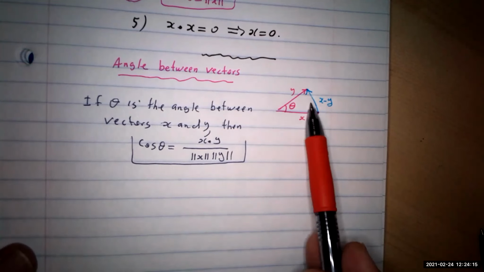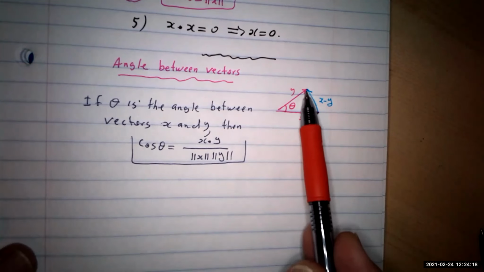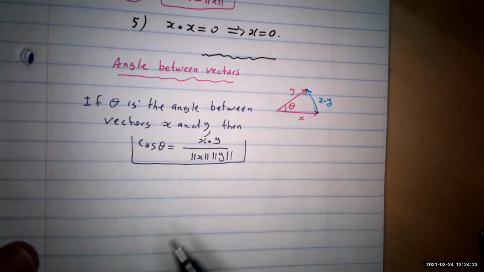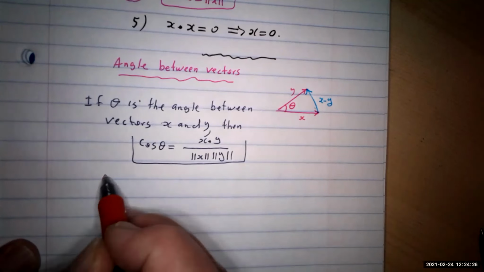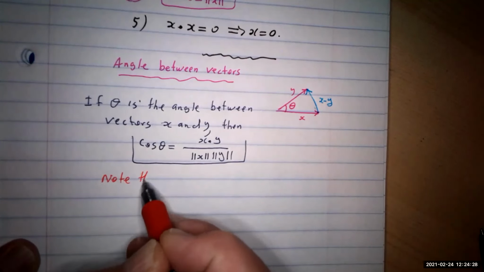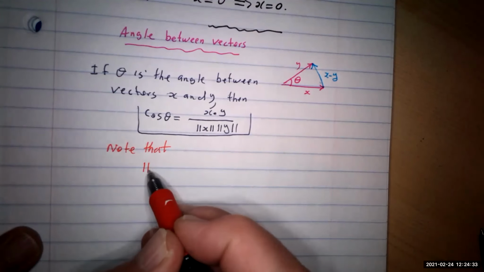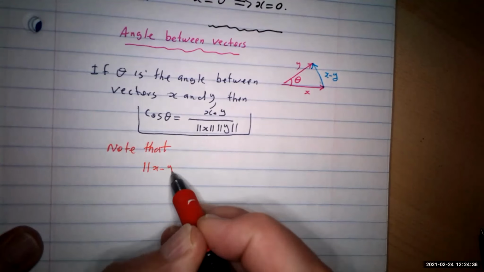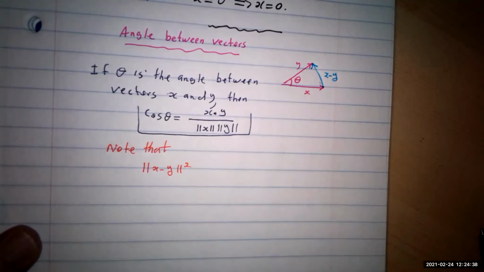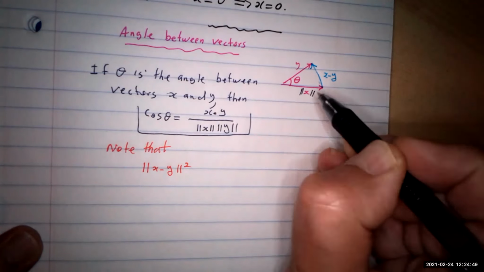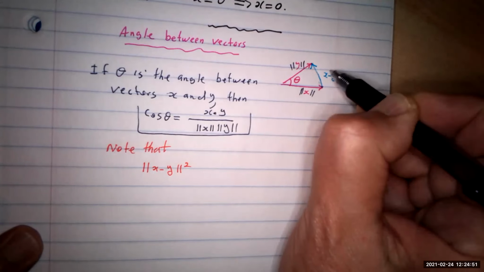And so the theorem is that the square of the side opposite to the theta. Let me write it down. So if you like a proof, note that. We just take it as a definition, but if you like the proof, the norm of x minus y squared, that's the square of the side here. Okay, the side is going to be just the norm. This is the side, and this is the length.